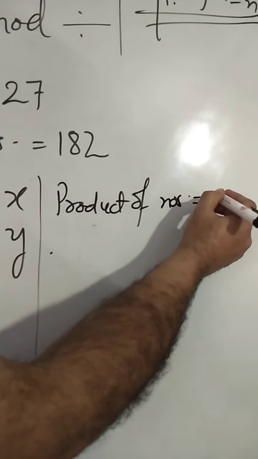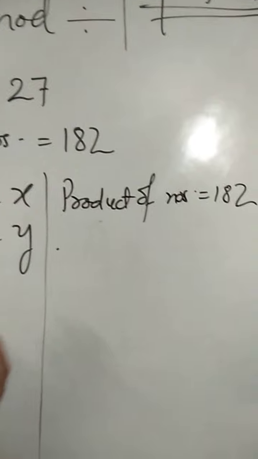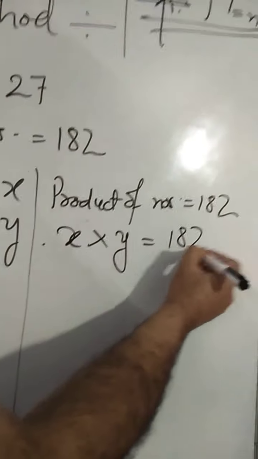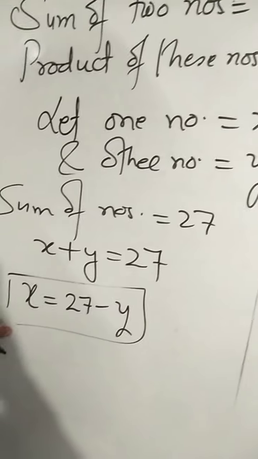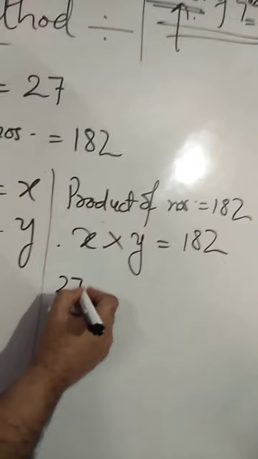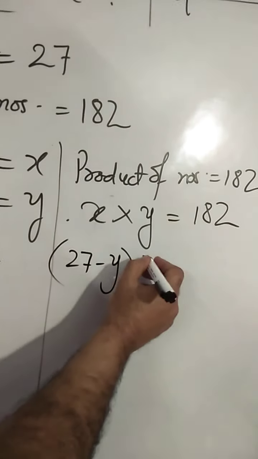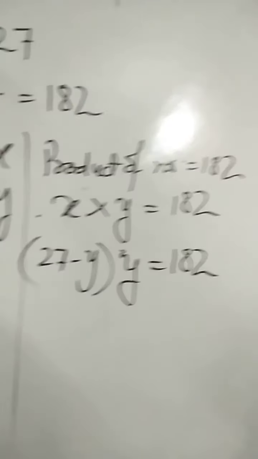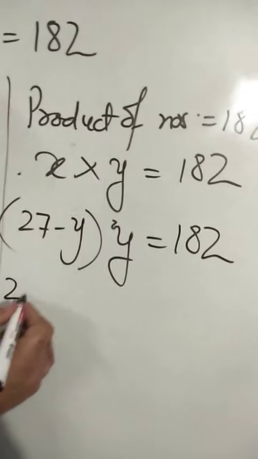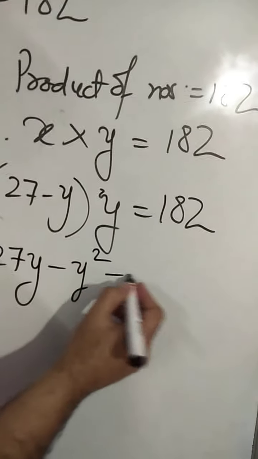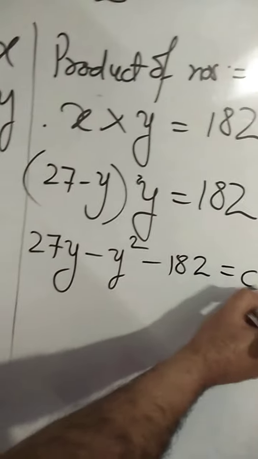It is given 182. Product of numbers, first is x into y, that is 182. x की वैल्यू मैंने यहां से निकाल रखी है 27 minus y. Let's put this value here. And what we will get? We will get one quadratic in y. Take y inside, 27y minus y square. Take 182 to this side also, 0.